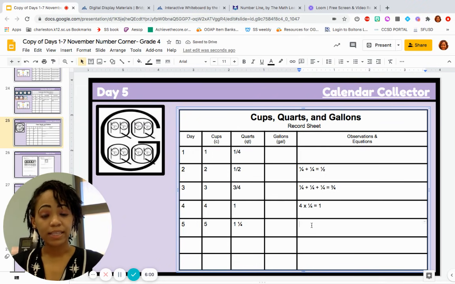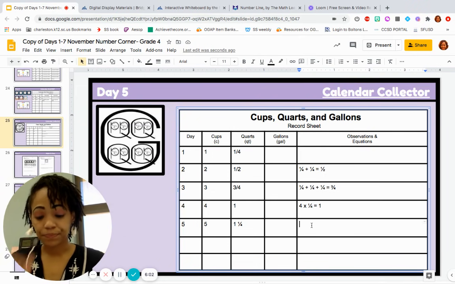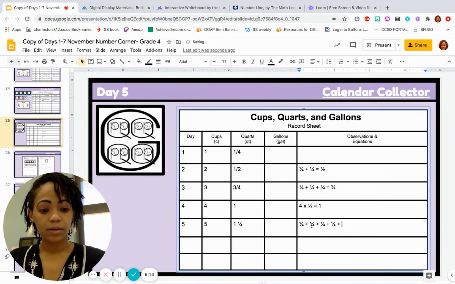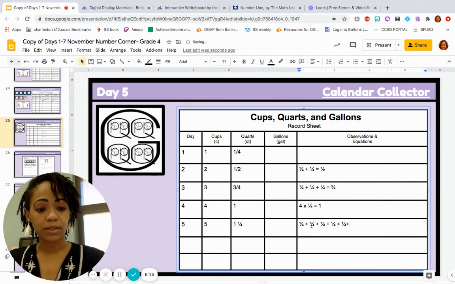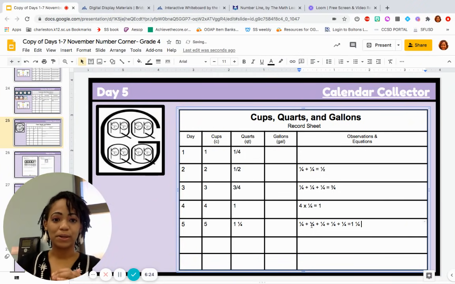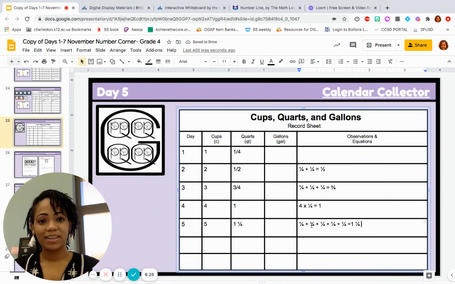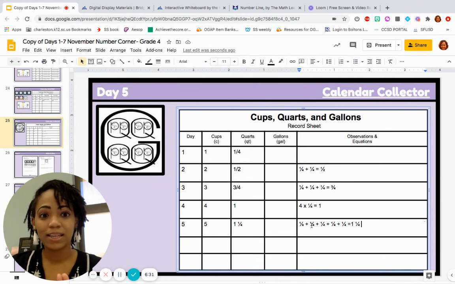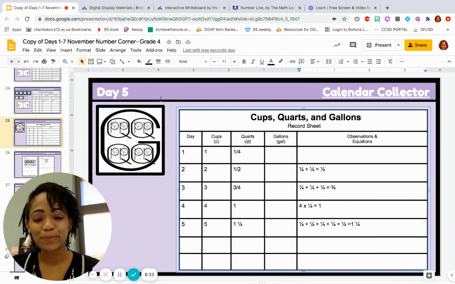Okay, so if I write that as an equation, I can put 1/4 plus 1/4 plus 1/4 plus 1/4, which is going to equal 1 whole and 1/4. Okay? Right. Good job. I can't wait to see what it's going to look like by the end of the month. We'll get there soon.